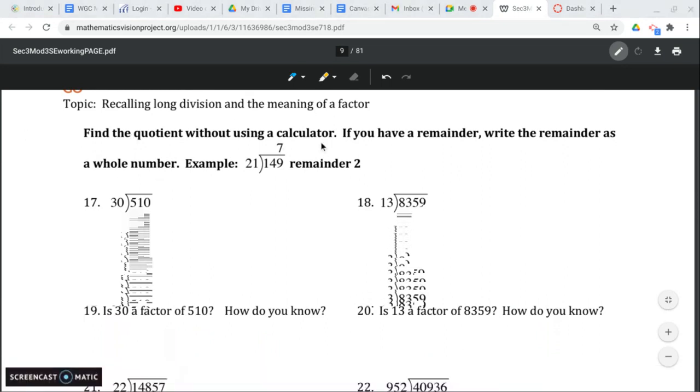All right, the last section, division. So find the quotient without using a calculator. If you have a remainder, write the remainder as a whole number. So example, 149 divided by 21 is 7, remainder 2.